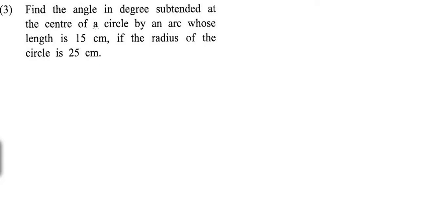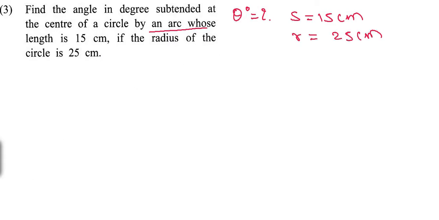Example number 3. Find the angle in degree subtended at the center of a circle by an arc. So first, instead of giving anything, they are asking us to find the angle in degree. Theta in degree equal to how much? What next? By an arc whose length is 15 centimeter. S is given, that is equal to 15 centimeter. Next, the radius of circle R is also given, is equal to 25 centimeter.